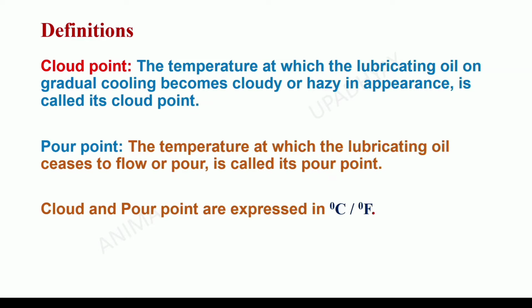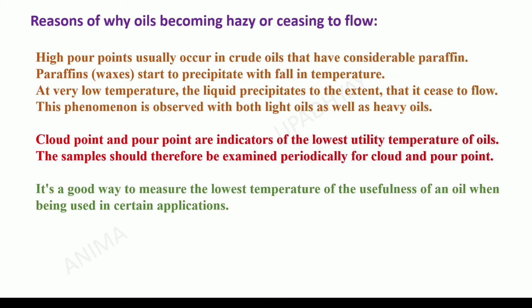So, once the cloud point is reached, if the oil is cooled further, then it reaches a temperature where it loses its flowing property, and such a temperature is called its pour point. The cloud and pour point are temperatures and therefore they are expressed in either degree centigrade or in degree Fahrenheit. Now let's see what are the reasons why the oil becomes hazy or it stops flowing.